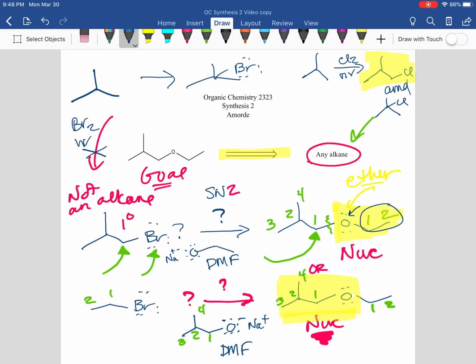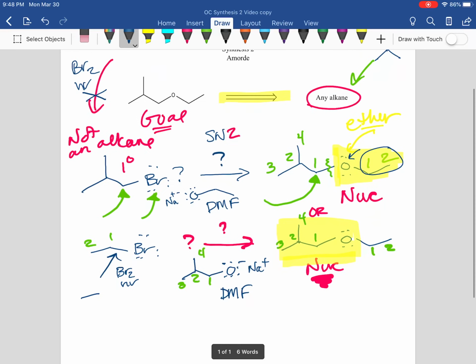So if this were a test question, either one of those answers would be fine. But remember, you have to start from any alkane. So you could start with this one and use the chloride, or you can start with this one and use bromine or chlorine. Either one. All right, so this was just another example. This is similar to your homework.